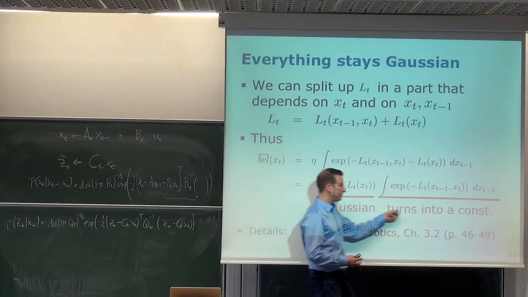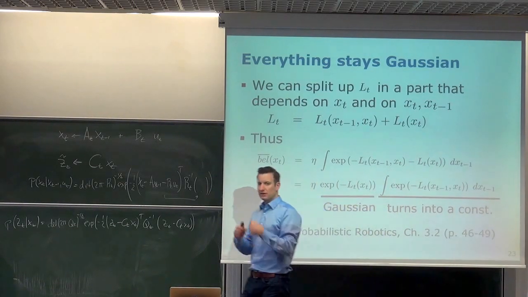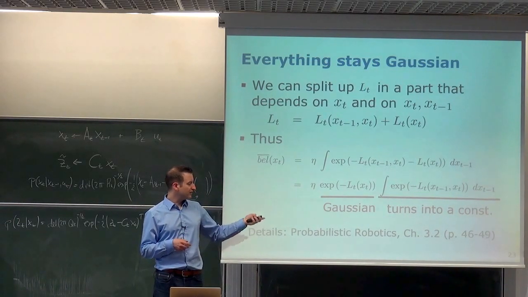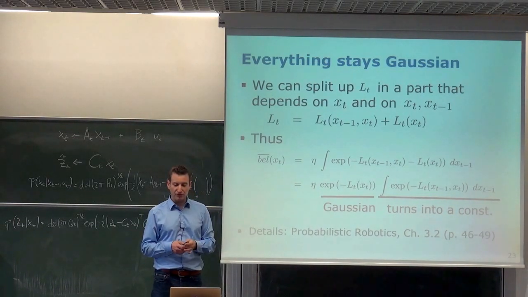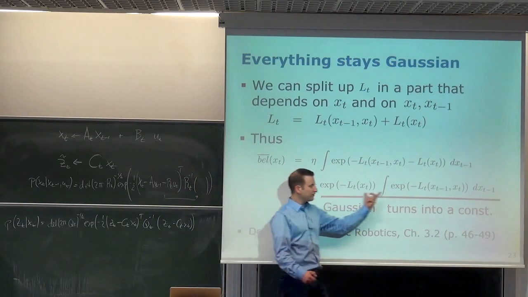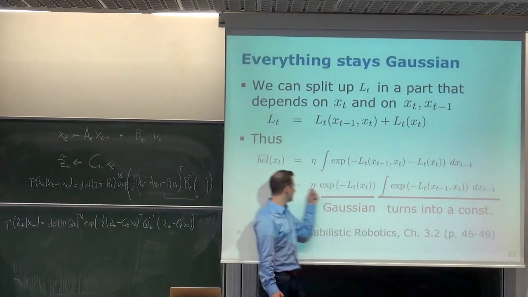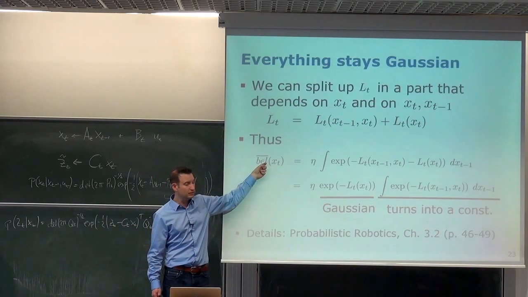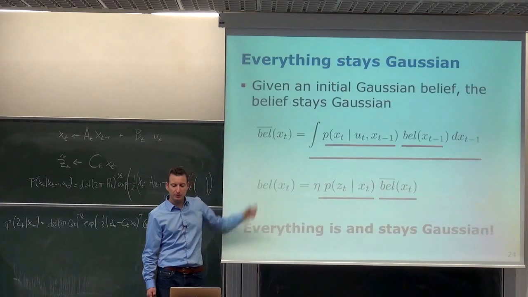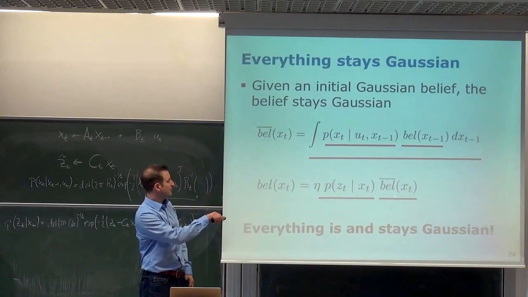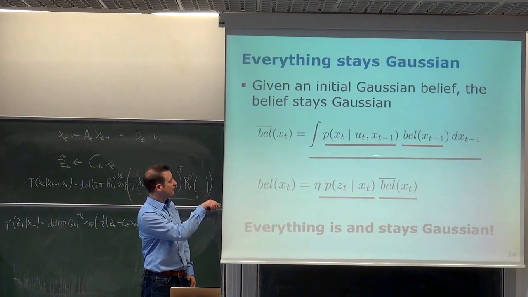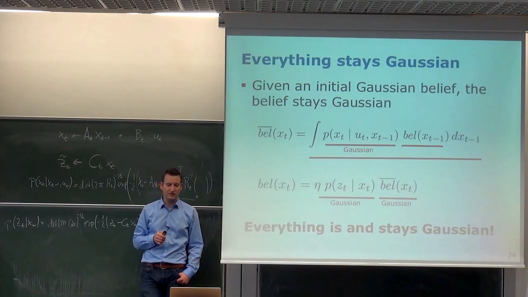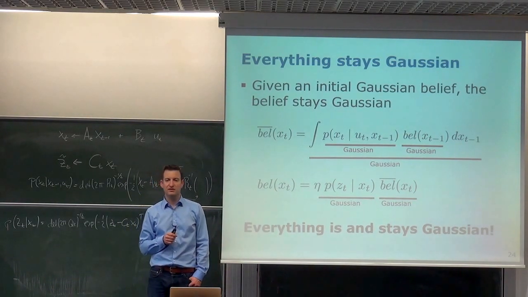And now, this is a bit involved. A couple of derivation steps are needed to show that this actually turns out to be a Gaussian distribution. But once this is a Gaussian, I again have the product of two Gaussians, and then I know that the predicted belief is also Gaussian. Okay? So in the end, this is Gaussian, this is Gaussian, this is Gaussian, so this is Gaussian. Everything is and stays Gaussian. So I have all my Gaussian distributions over here.